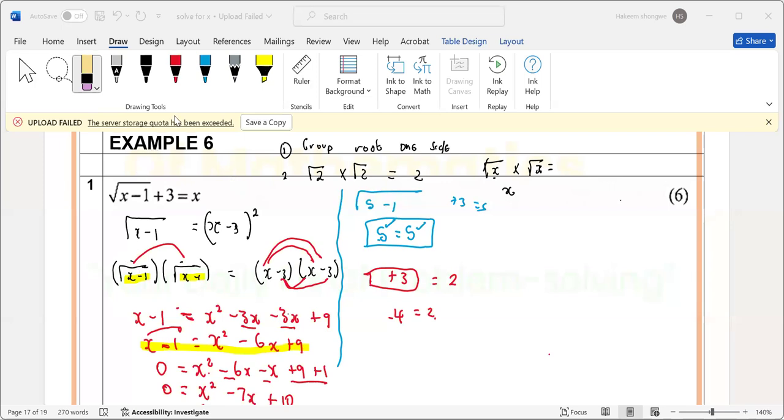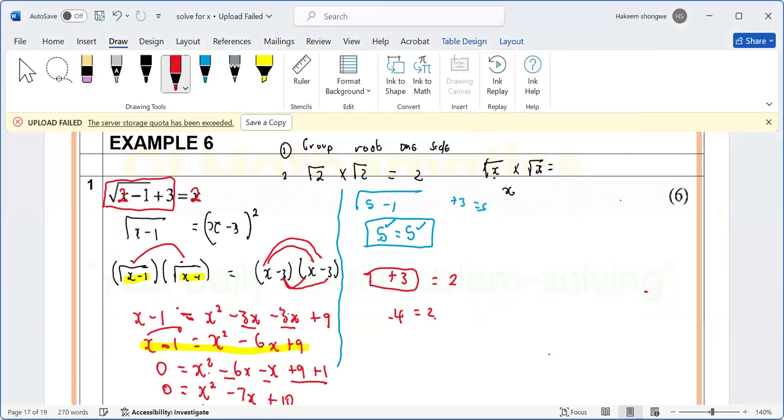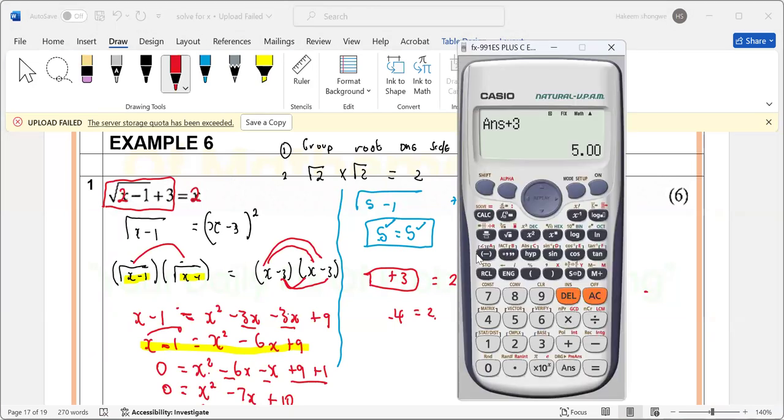Next, we are going to check for 2. How do you check for 2? Everywhere you see x, you put 2. I put 2 here. I put 2 here. And then I solve for this thing. How do you solve for this thing? You can type this thing in your calculator. If you type this in your calculator, what is it that you are going to have? You're going to have something that looks like this.